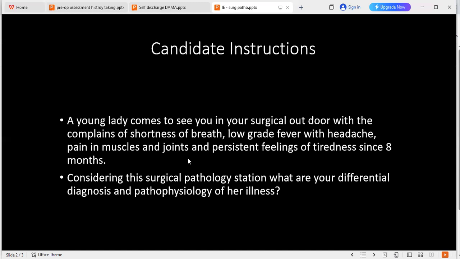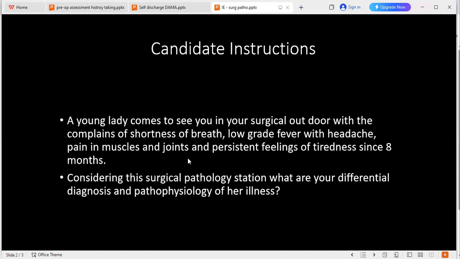What are the common organisms that can be found in infective endocarditis? It can be the Streptococcus group, Streptococcus viridans, Staphylococcus, Enterococci, and the HACEK group.